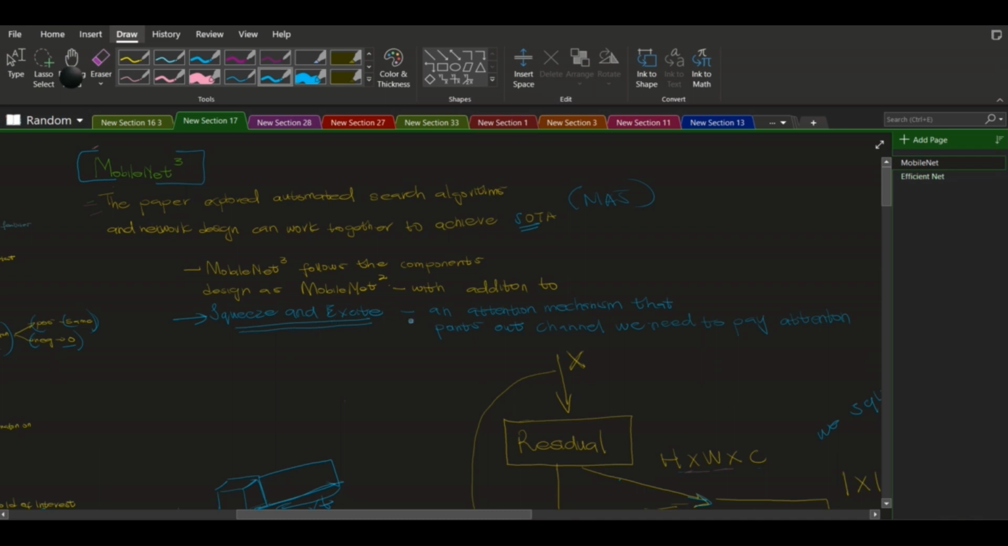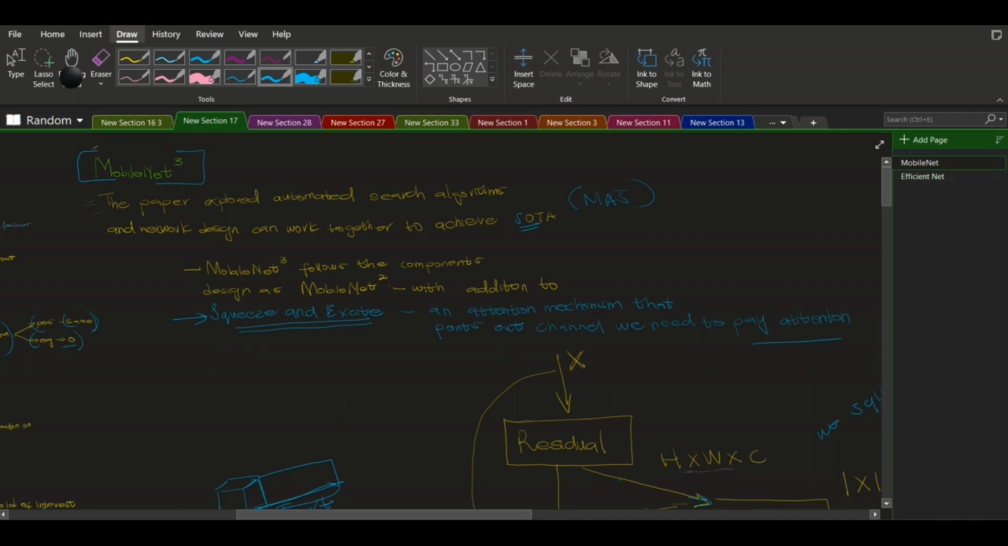You can think of this as an attention mechanism that points out which channels we need to pay attention to. Essentially we have a feature map, and from that feature map we need to point out the channels which are important. This way we get to improve the overall performance of the model.